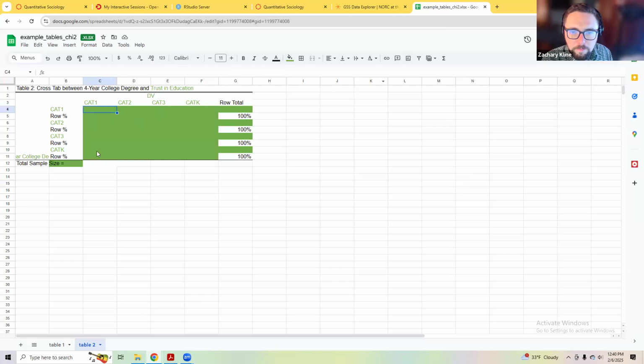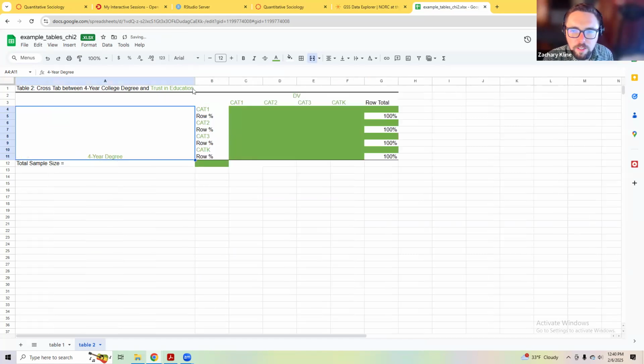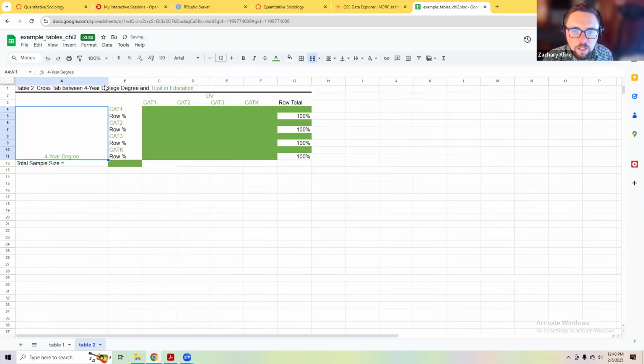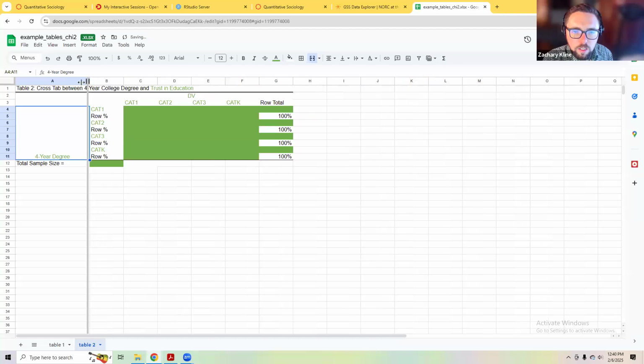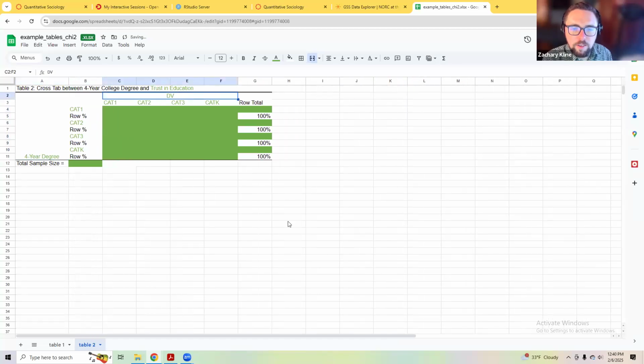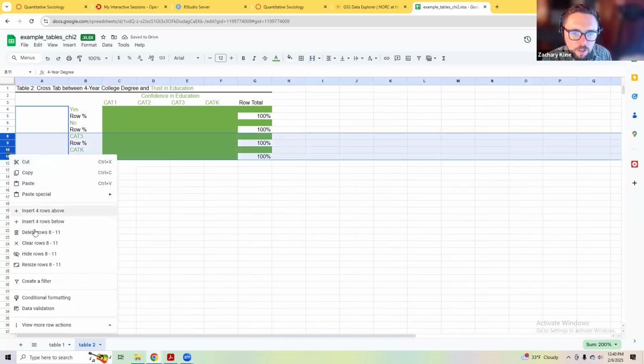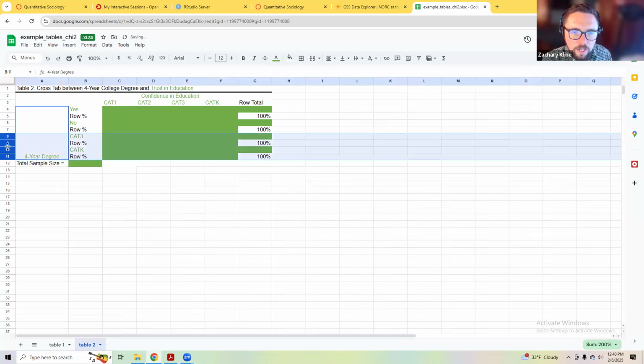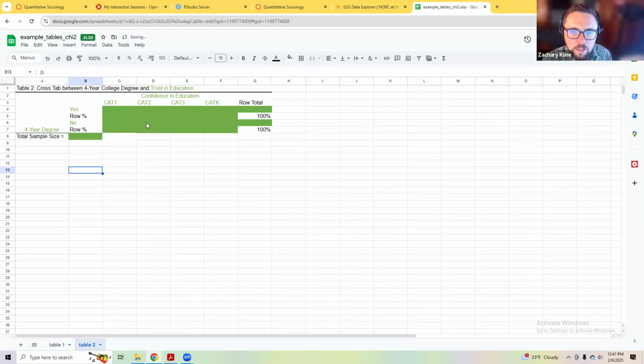All right, so going back here, let's just call it 4-year degree. We'll make this a little bigger here, not that big. And our dependent variable is going to be confidence in education. Similarly, we're going to add or subtract rows depending on the levels of 4-year degree. So yes, where they do have a 4-year degree, and no, if they do not, we're going to get rid of these other rows. So I added rows, and now we're going to delete rows.